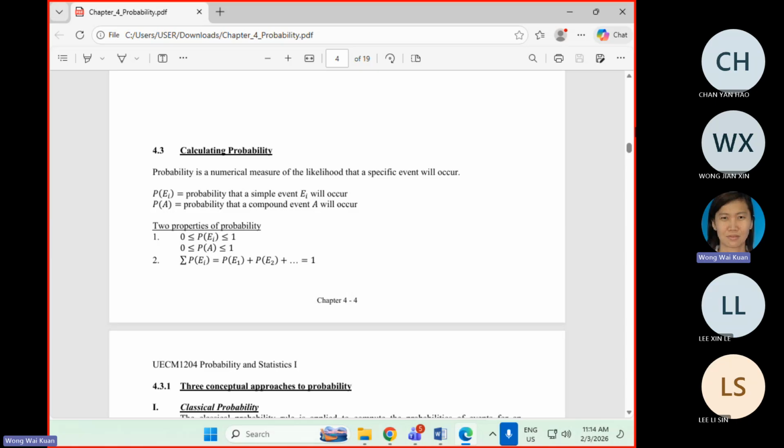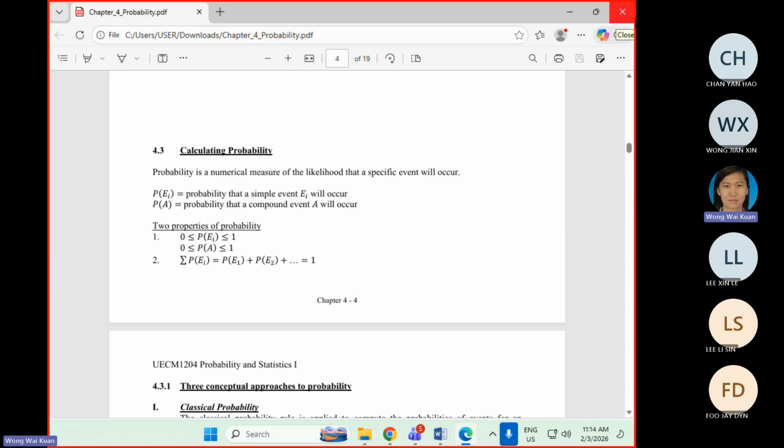But if I have a compound event, normally a compound event will be put as a capital letter A, not only A, can be A, B, C, and so on. Anything, but normally it's a capital letter. Ei is a very specific one, that is for a simple event. Then the property is that the probability must be from 0 to 1, and when you sum all the probabilities of the simple events, it should go back to 1.